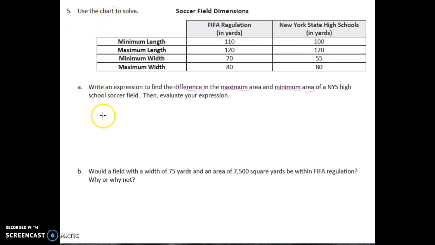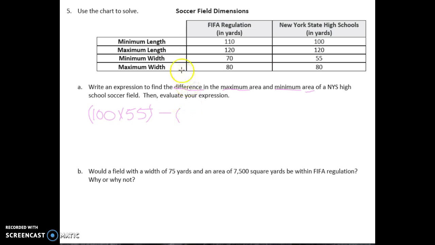The minimum area is going to be 100, because this is the minimum length. And let's go with the minimum width, which is 55. So 100 times 55, and that's the minimum. The area on that is, if we multiply those two together, we'll have it. And then if we want to find the difference, we have to subtract.